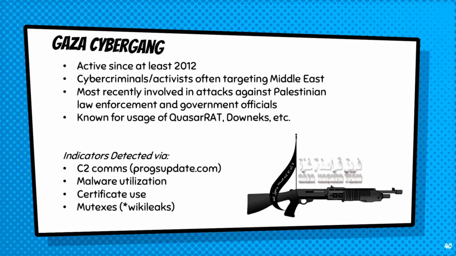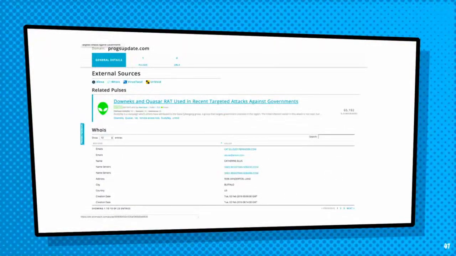They're known for using a few commodity RATs, one of which was Quasar RAT, another Downex, several other malware families. And as we've seen before, a lot of the indicators that we're detecting Gaza Cyber Gang with are easily replaceable and easily mimicable. I went out to AlienVault, pulled down some Gaza Cyber Gang indicators.